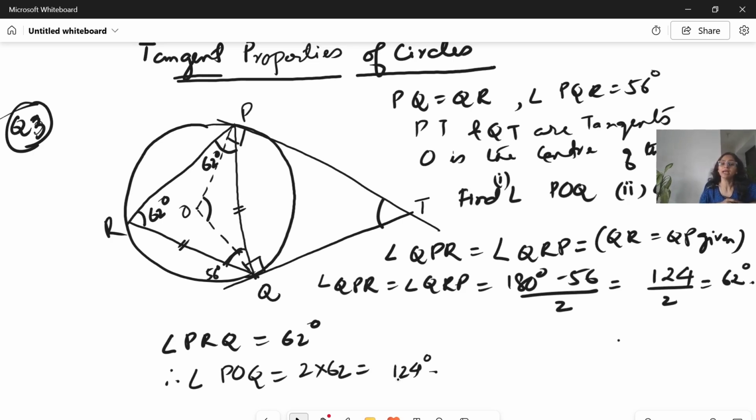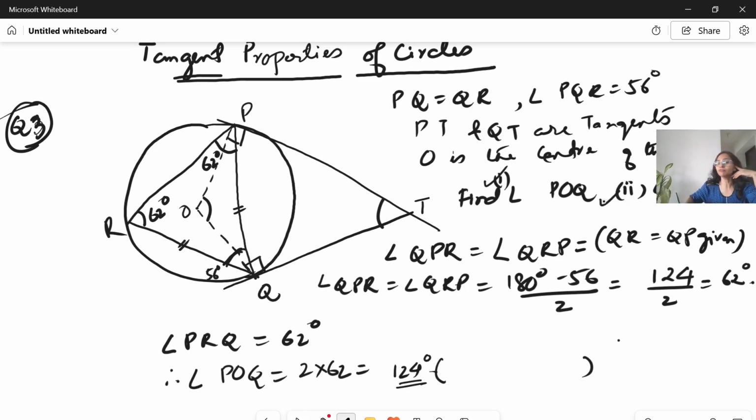And the reason will be what? The reason will be that the angle subtended by the arc of a circle at the center is double the angle at the circumference. You will have to write that. When you are writing this, you have to write a reason. I'm not writing that, you will have to write that. So POQ we have got as 124 degrees.